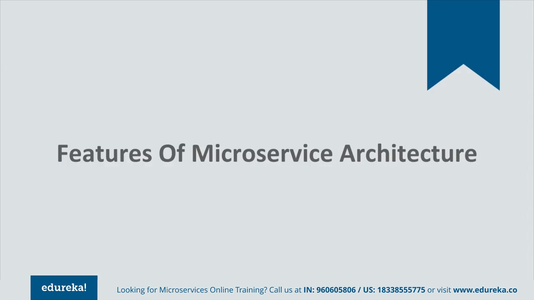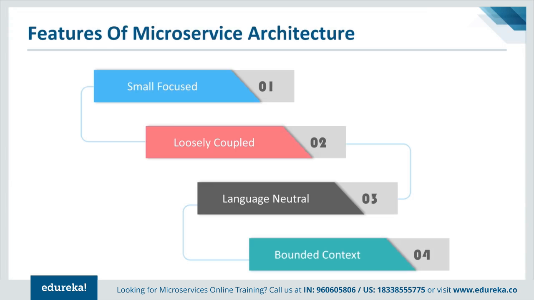Let us focus on what the features of microservices architecture are. The first feature is small, focused. What it means is that the aim of microservice architecture is simplicity, so that it can be rewritten and maintained without any extra effort by the development team. That's what I mean by small, focused.